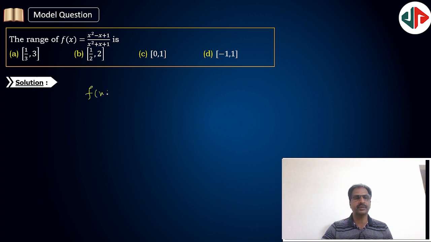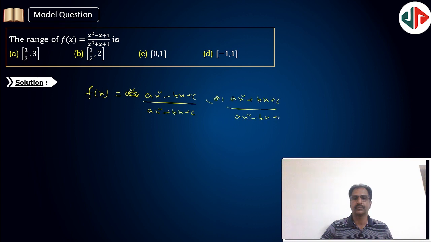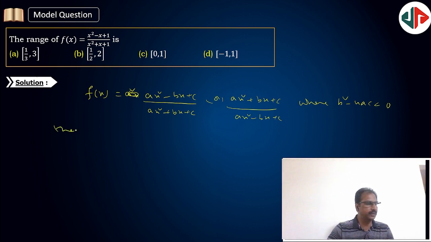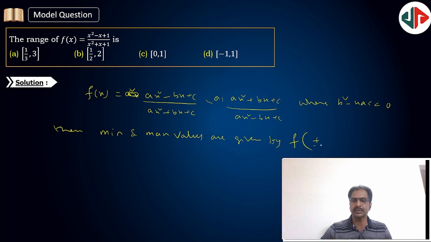If f of x is equal to (ax square minus bx plus c) by (ax square plus bx plus c), where b square minus 4ac is less than 0, then the minimum and maximum values are given by f of plus or minus root c by a.